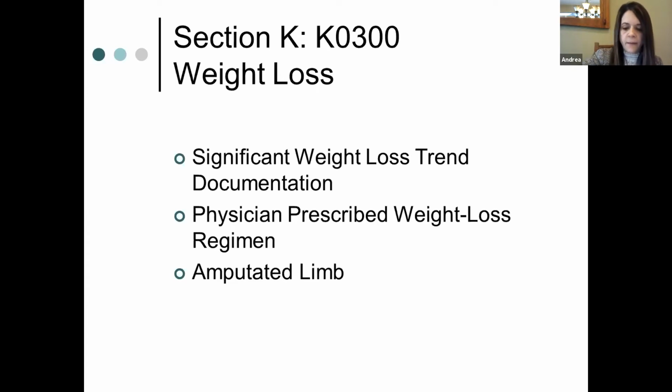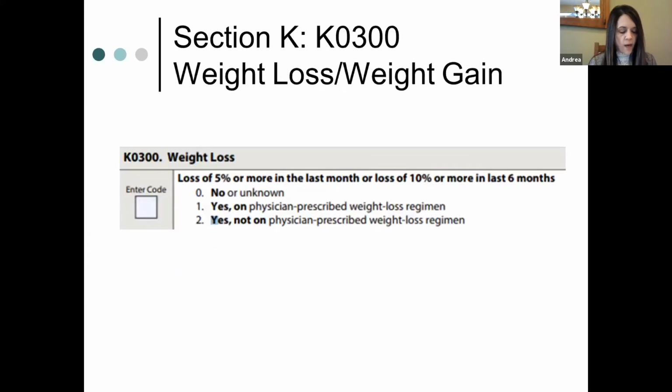So let's see, back up here. You would code a 1 if there is a physician-prescribed weight loss regimen: a weight reduction plan ordered by the resident's physician with the care plan goal of weight reduction. So let's say that someone is on a calorie-restricted diet or a weight loss diet, then you could code it as a 1 on the MDS.